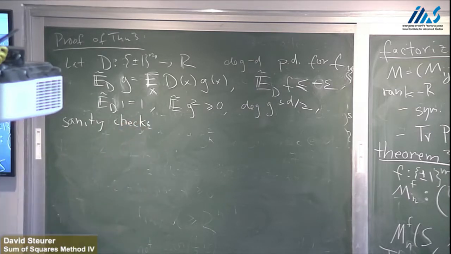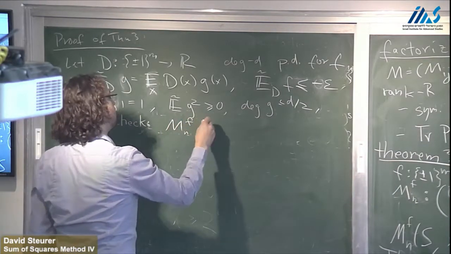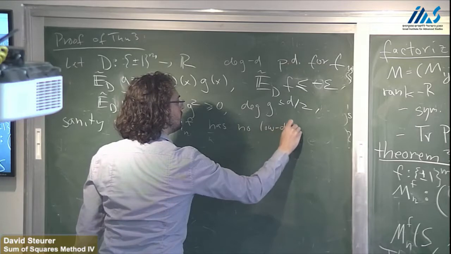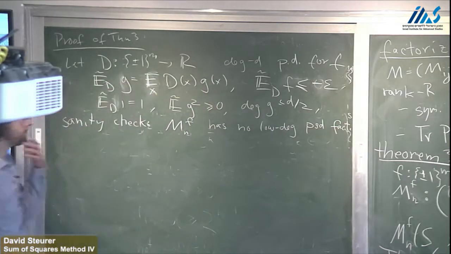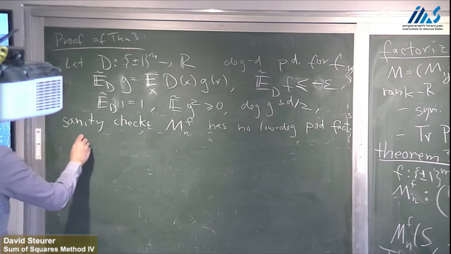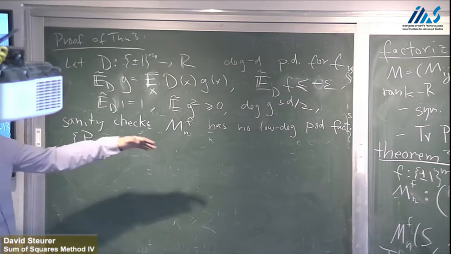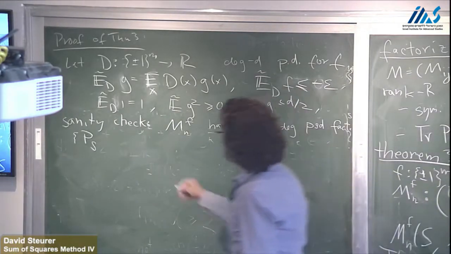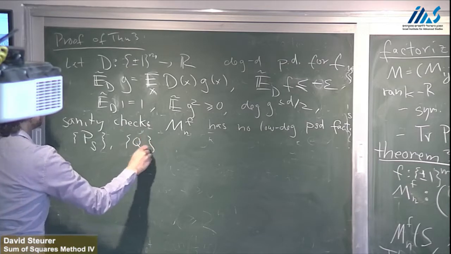Okay, and now as a sanity check, I want to say that this matrix M sub f sub n has no low degree factorization. So what do I mean by low degree factorization? Suppose we have matrices P sub S, where the rows here are indexed by subsets S. A factorization of this matrix would look like matrices P sub S and PSD matrices Q sub X.